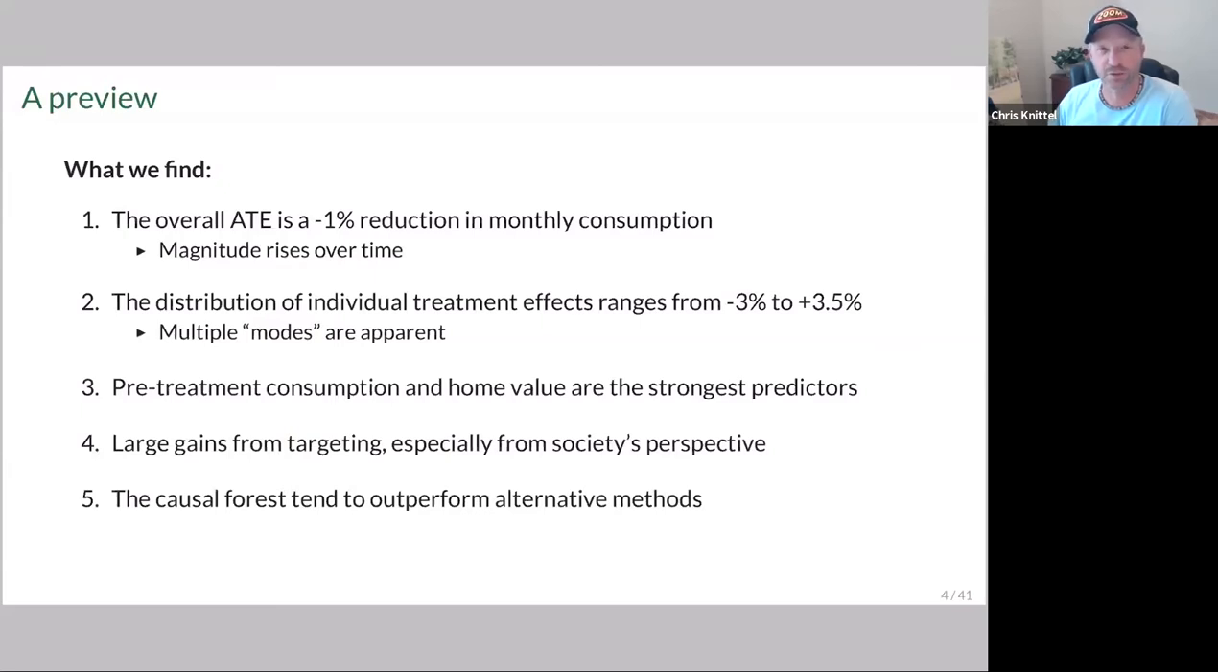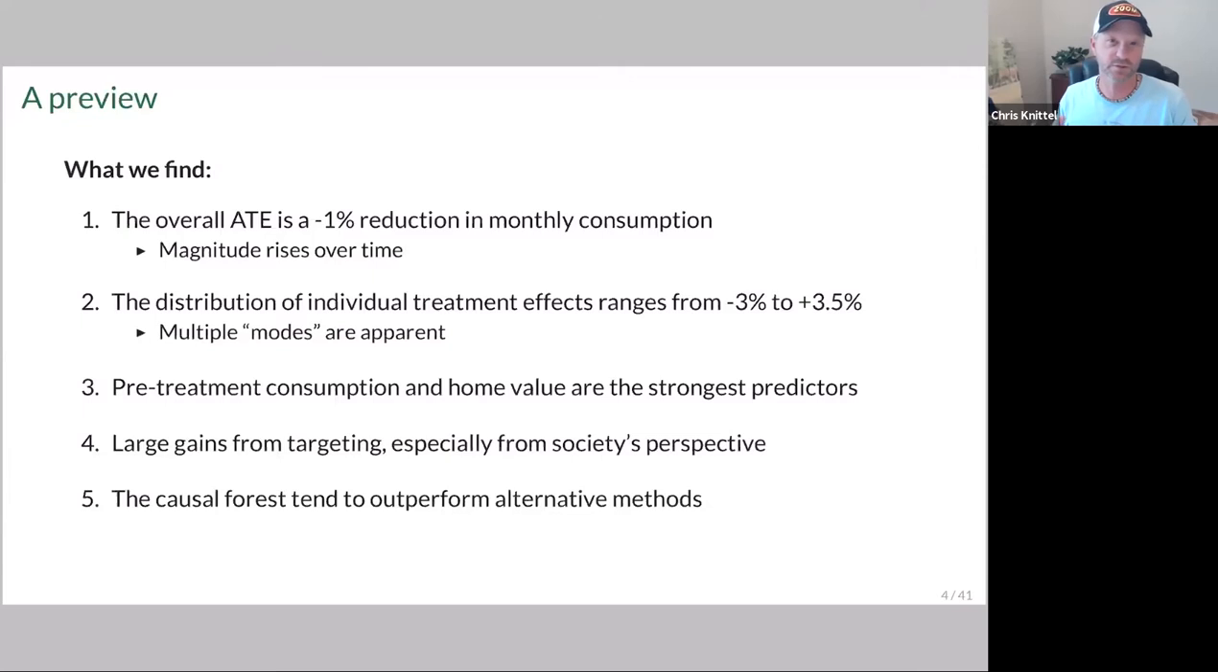In terms of the strongest predictors of this heterogeneity, there's two: the pre-treatment consumption, so your baseline consumption, and your home value. But the forests use a bunch of other demographics and information about the home as well, which I'll get into in a second. And finally, we find large gains from targeting, especially from society's perspective. The reason for that is that Eversource's objective is to reduce electricity consumption more than society's perspective. And I'll tell you why that is in a second.